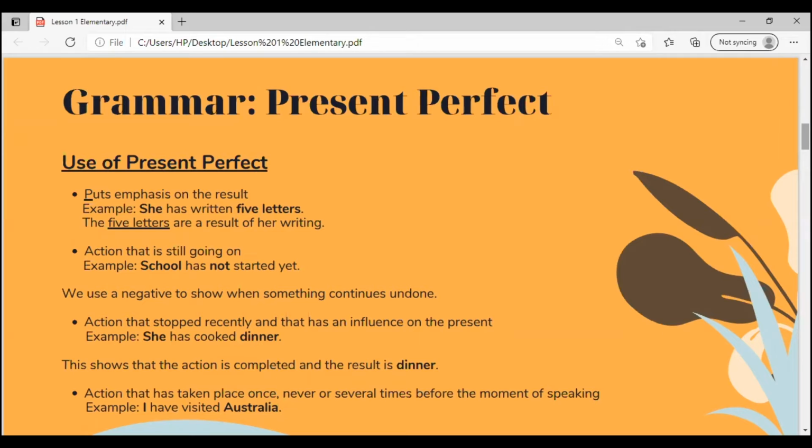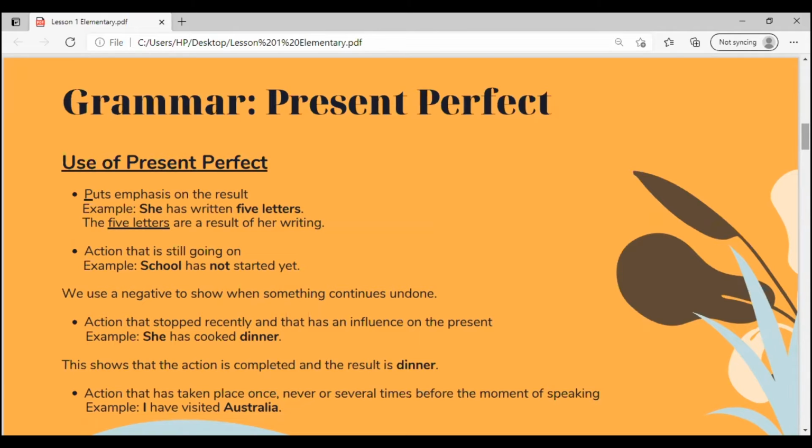For an action that is still going on, we use present perfect. For example, school has not started yet. We use a negative to show when something continues undone. An action that stopped recently and that has an influence on the present. For example, she has cooked dinner. This shows that the action is completed and the result is dinner.